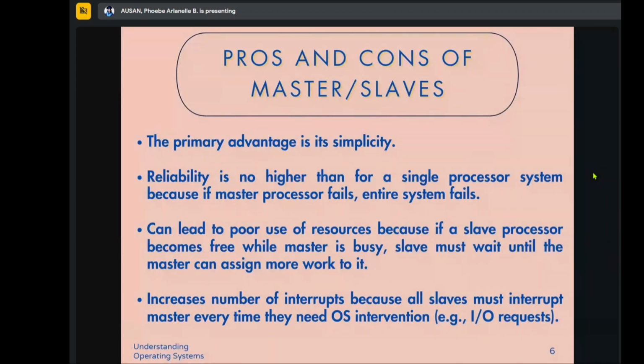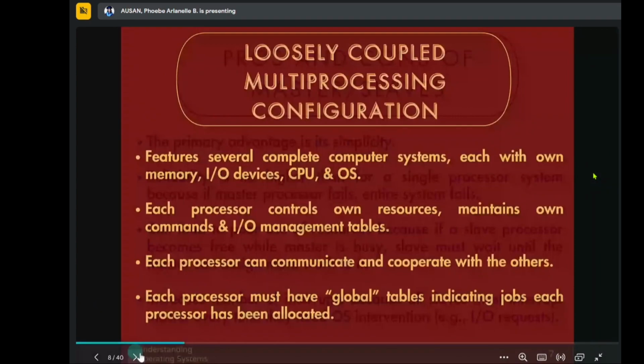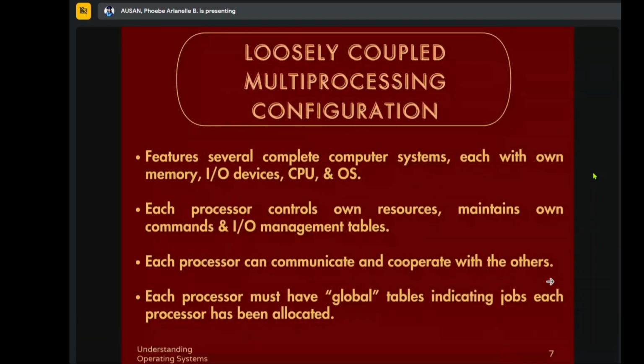Next, it increases the number of interrupts because all slaves must interrupt the master every time they need OS intervention. So for example, mag-request sila og input or output request. So again, next is the loosely coupled multiprocessing configuration.